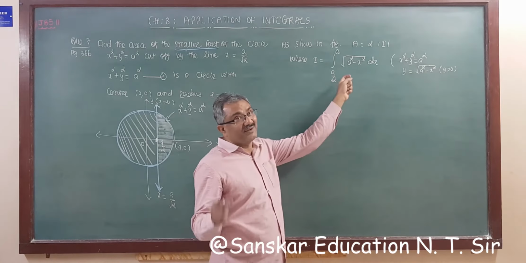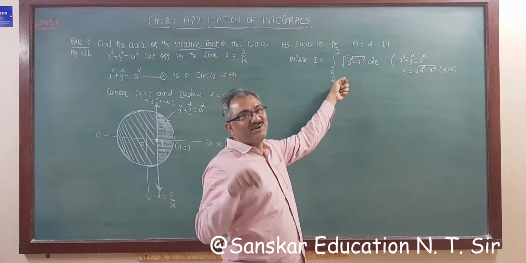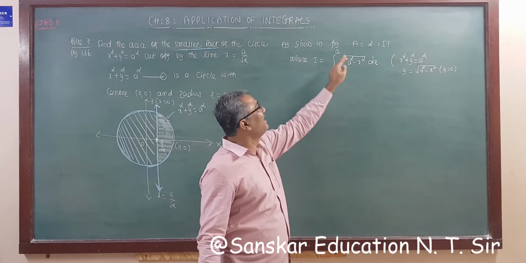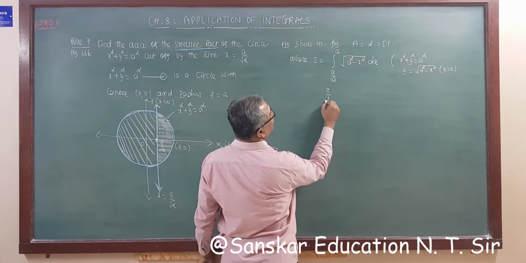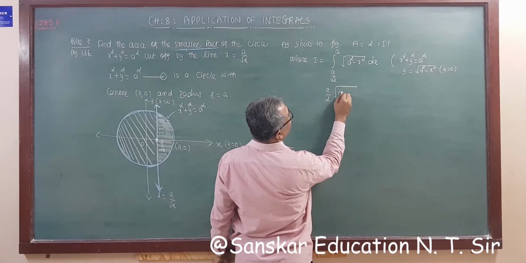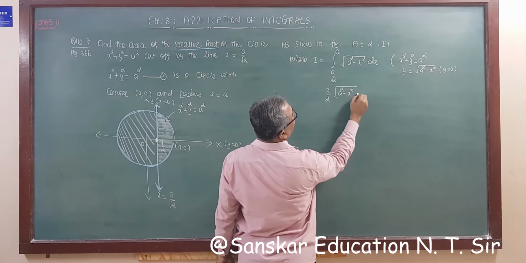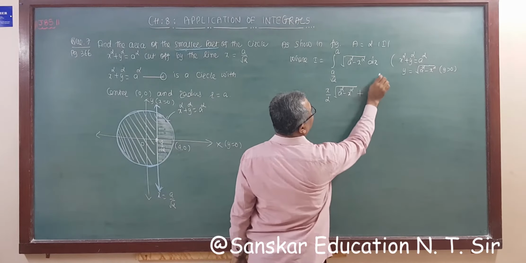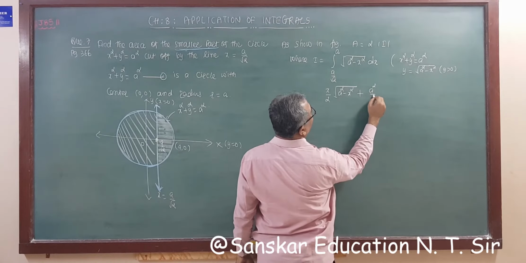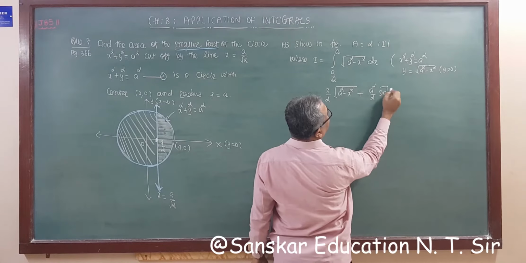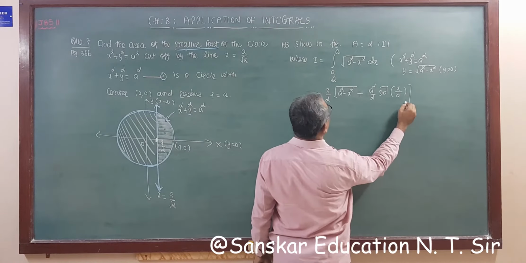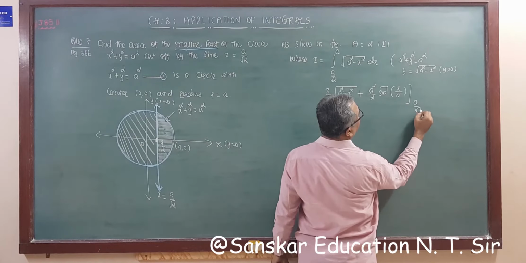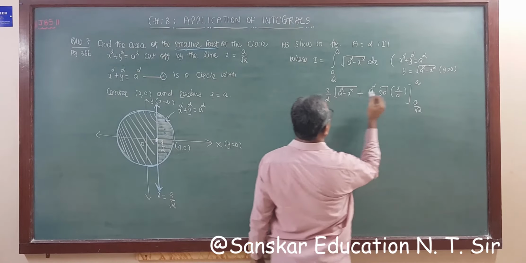Now I have to be careful. In the previous video I wrote x by upper limit, right? So the formula is x by 2 under root a square minus x square plus a square by 2 sine inverse x upon a. This is the formula, and the limit is a by root 2 to a. This is the answer.